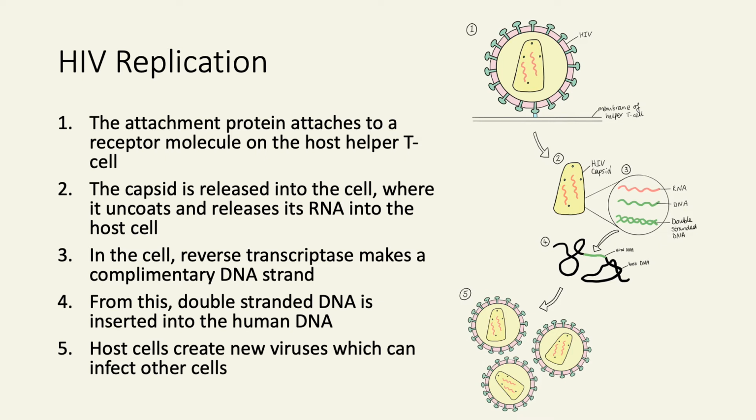Inside the cell, reverse transcriptase makes a complementary strand of DNA from a viral RNA. From this, double-stranded DNA is produced. Then comes the nifty part. The double-stranded DNA is inserted into the human DNA, so that host cells start making more viruses, which can infect other cells.